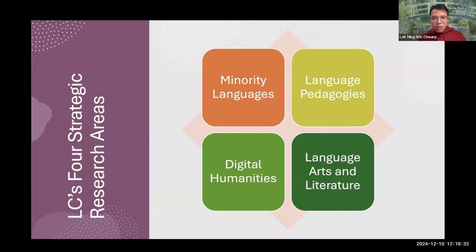So in our division, we have 4 strategic research areas, one of which would be language pedagogies. We have around 77 lecturers in our division, but only a small portion of us, I would say roughly 1/7 of our academic staff, undertake active research activities, including writing up journal papers, going to conferences, leading workshops, etc. Aside from that, we have other areas like studying minority languages, digital humanities, as well as language arts and literature.